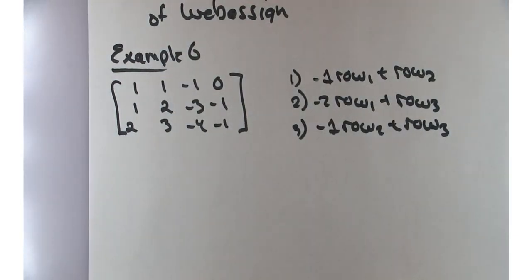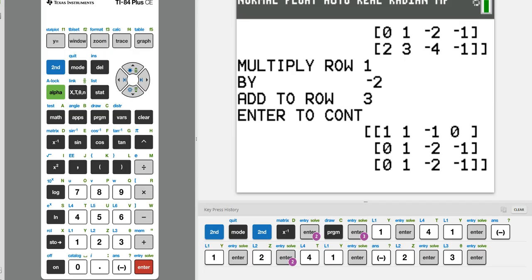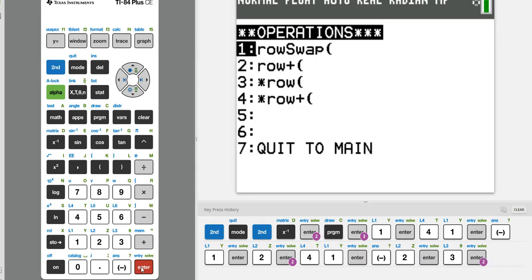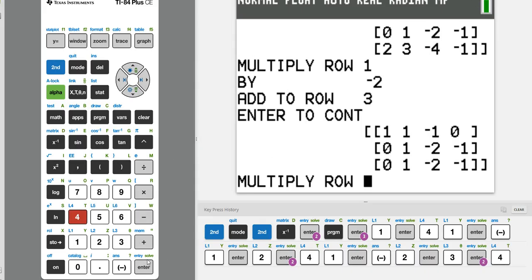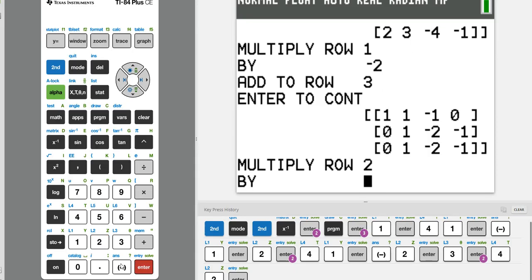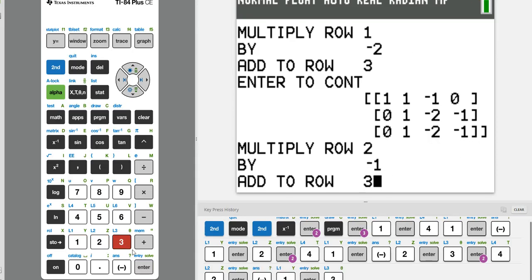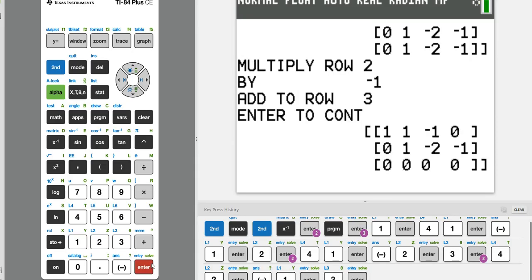And I don't know, is something interesting happening when we do that? So multiply row 2 by -1, add it to row 3. And wow. Well, let's see, we get 1, 1, -1, 0, 0, 1, -2, negative 1, 0, 0, 0, 0.